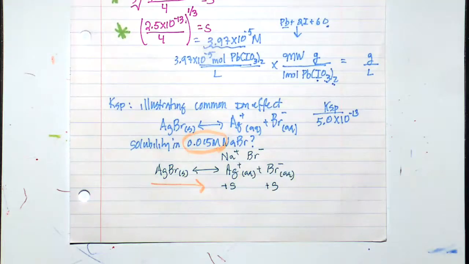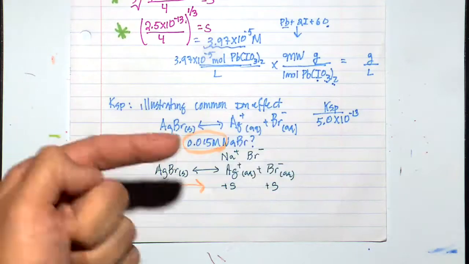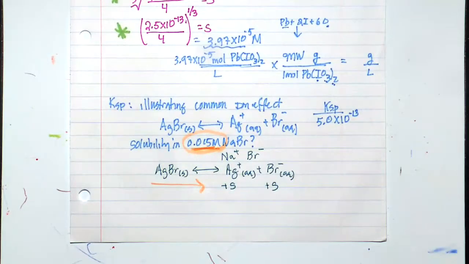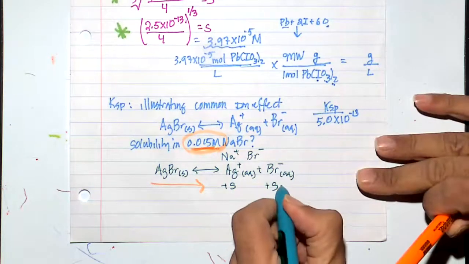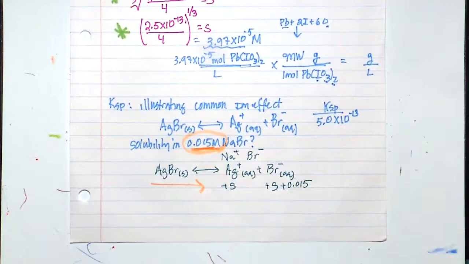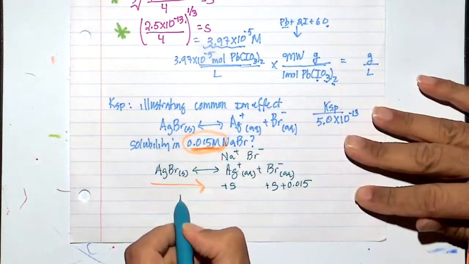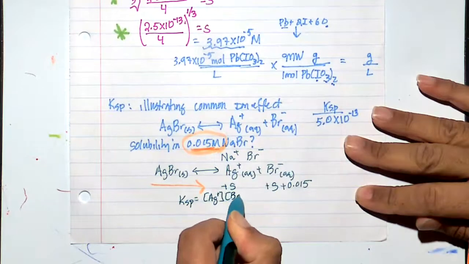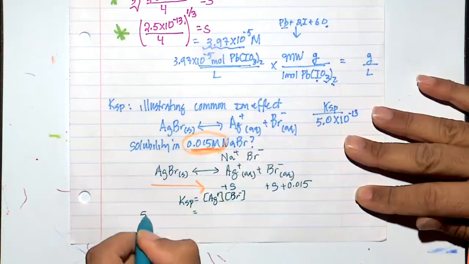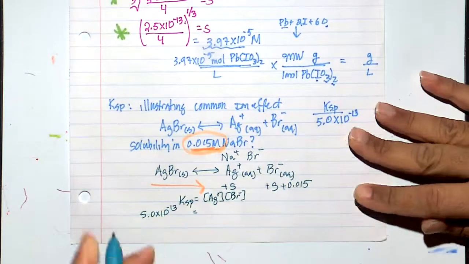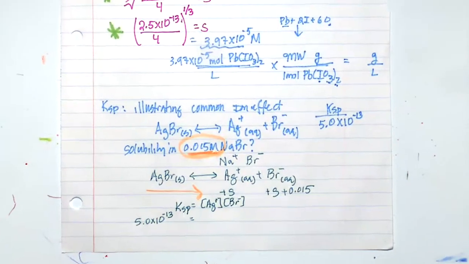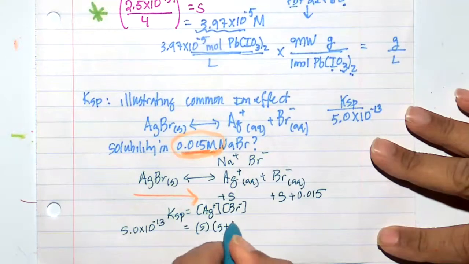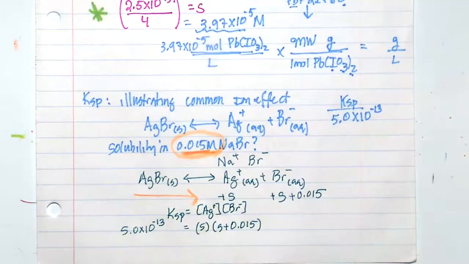So there's two sources of Br minus. One is the reaction literally going to the right, and the other is the Br minus coming from this solution. So it's going to be S plus 0.015 as our Br minus concentration. So we can do our Ksp again. It's going to be Ag plus times Br minus. Ksp will be given to you. I looked it up. It's 5.0 times 10 to the minus 13. Ag plus is S. Br minus is S plus 0.015. And then we can solve for S.